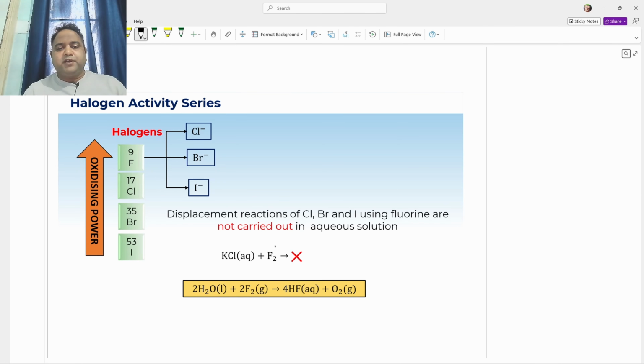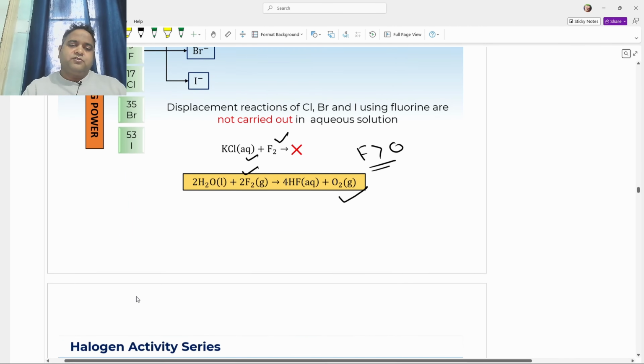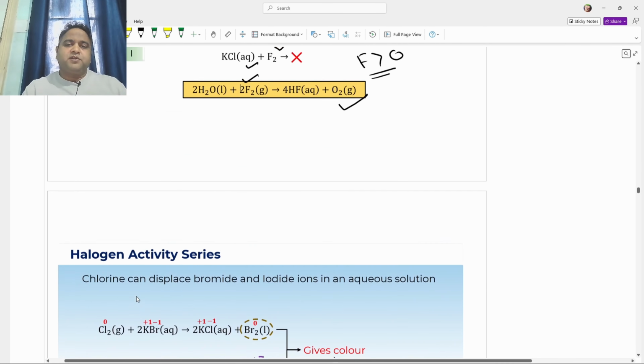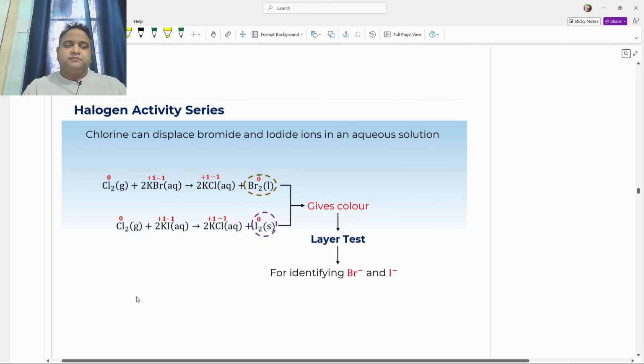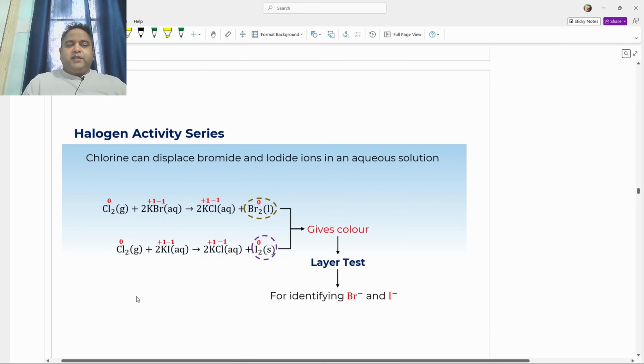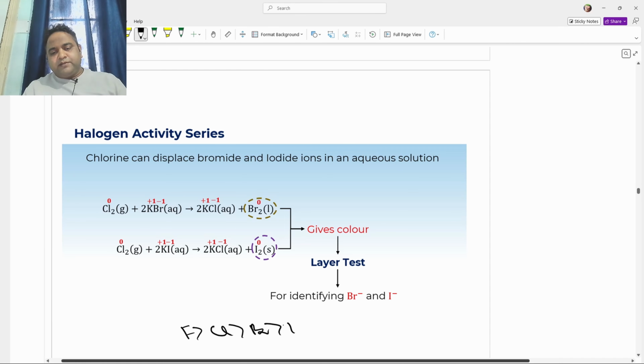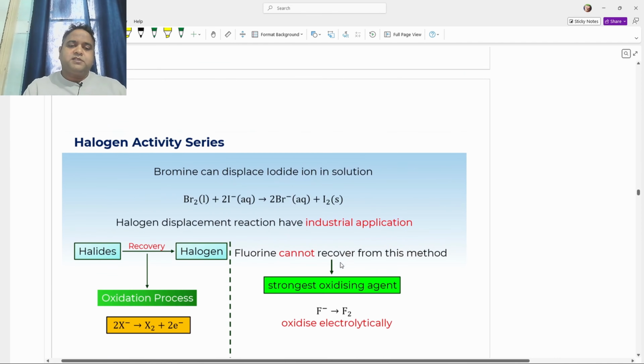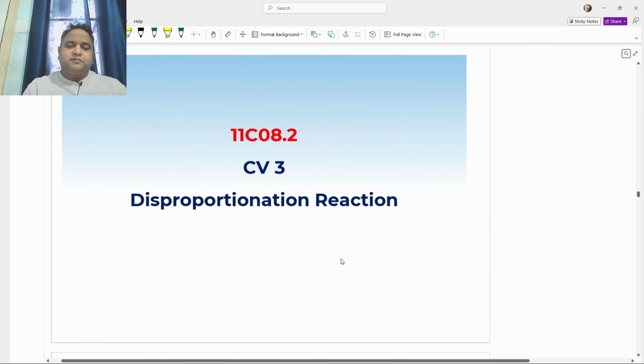Displacement reaction we never try to carry out with the help of fluorine in aqueous medium because fluorine is more reactive than oxygen. So that is going to liberate oxygen gas. Fluorine is more reactive than oxygen, so there is a formation of oxygen gas. Chlorine can displace out of fluorine, chlorine, bromine, iodine. We should know fluorine is more reactive than chlorine, then bromine, then iodine. This reactivity we can remember for the non-metals.